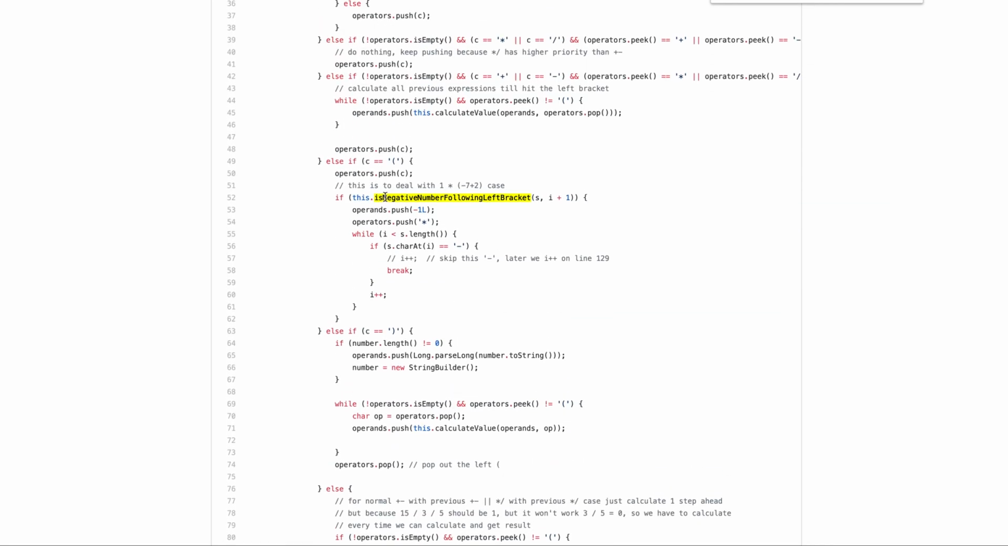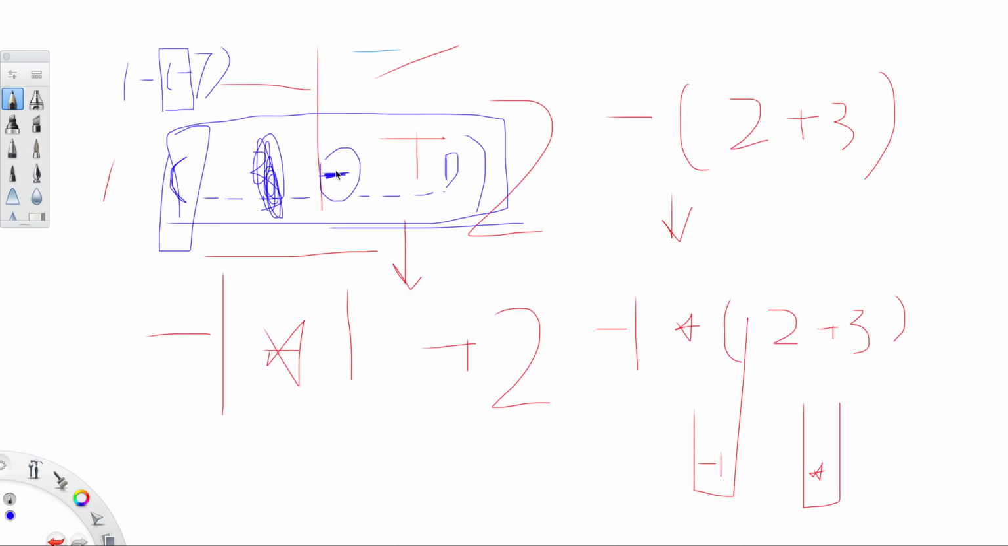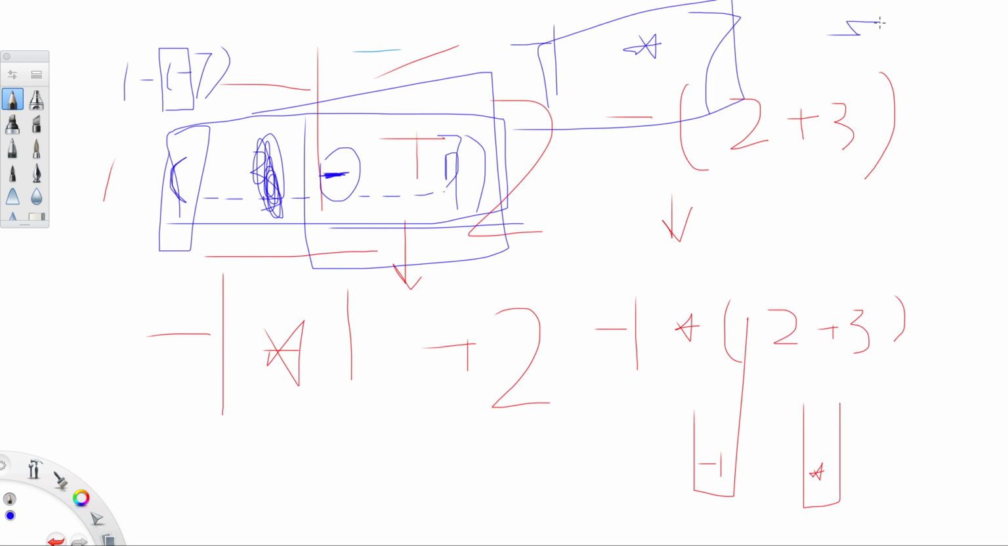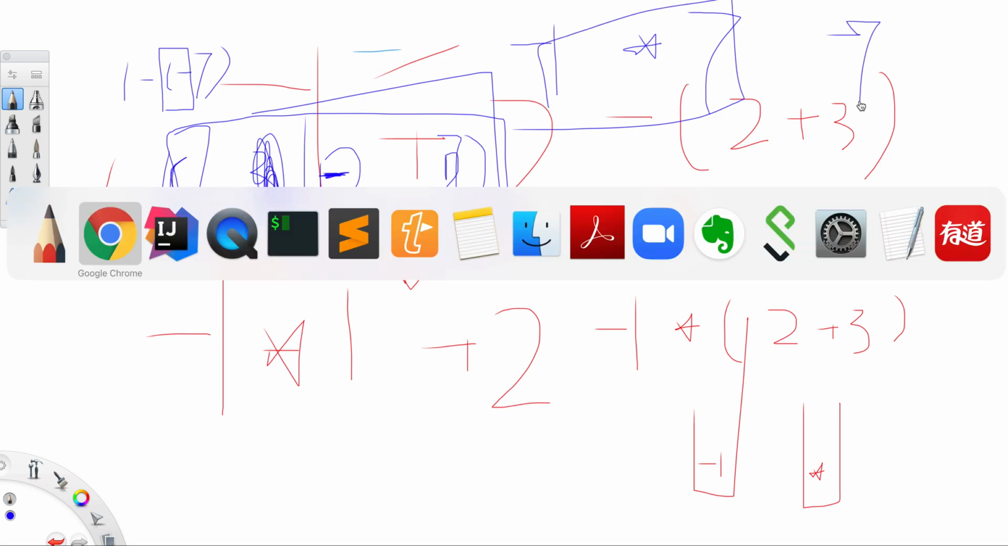So once I know it's a negative number following a left bracket, I know you're actually a negative number. So I'm doing the same formula. Let's say this is a digit 7. I will push a minus 1 into the stack, I'll push a times sign, and then that's it. If it's a 7, then it just means a minus 7. So I will just calculate the minus 1 times 7. This will give me a minus 7. Just like that.